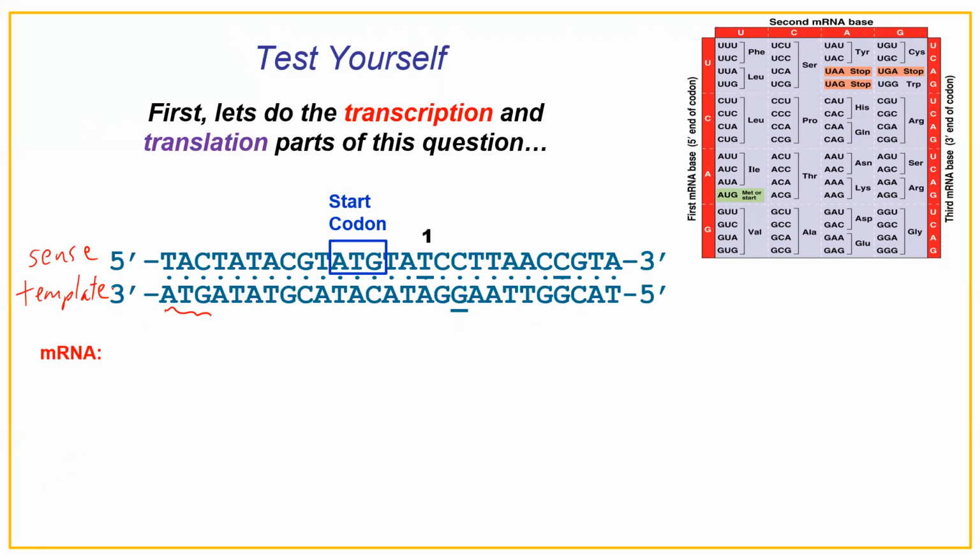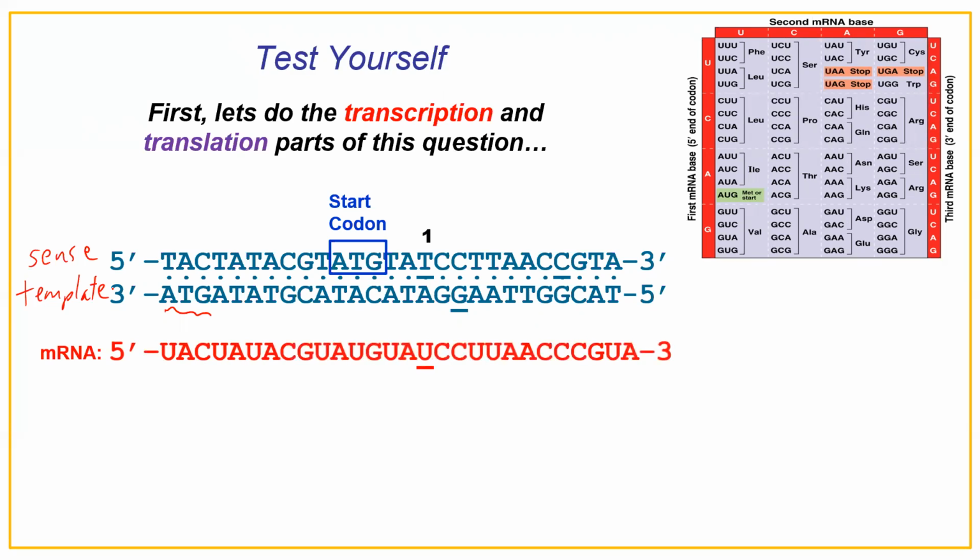There we go. So first thing is the messenger RNA. We are going to copy the sense strand, basically nucleotide for nucleotide. Just remember, when we copy the sense strand, you are changing all of your T's to U's. So you can see my TAC becomes UAC, and so on all the way to the end.